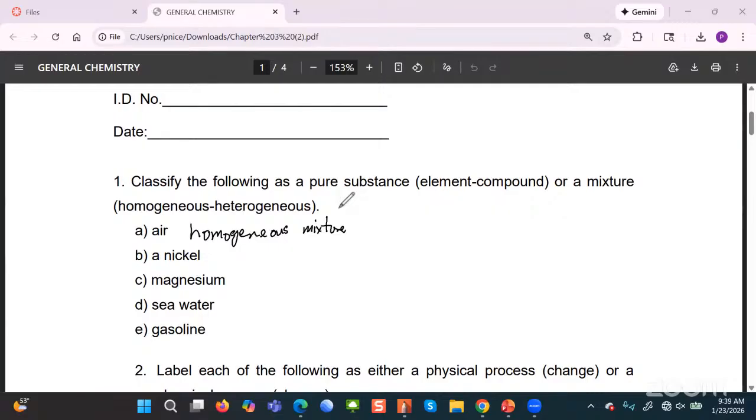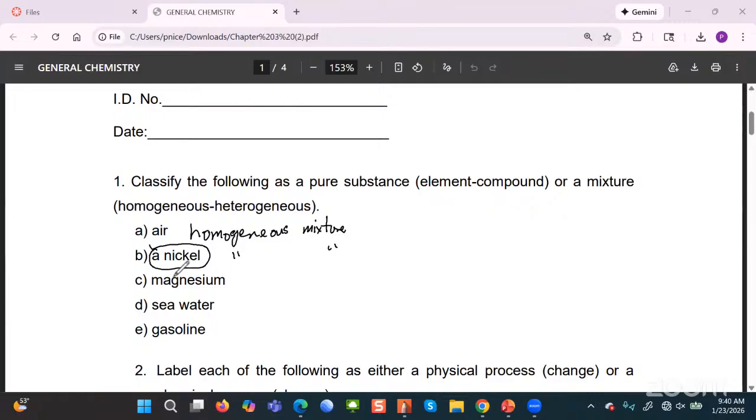Pure substance, element? Well, it says a nickel, so it's not talking about the element itself. I think it's talking about the coin. Is it a pure substance? No, not a pure substance. It would be a mixture. Right. So the question now becomes, what kind of mixture is it? Nickel mixed with other metals, wouldn't it also be homogeneous? Exactly. So homogeneous mixture.